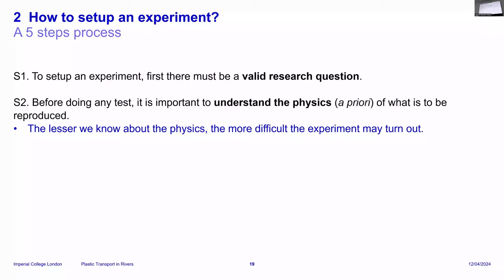Second step, and this is potentially the second most difficult after the first one, is understand the physics. We were talking about plastics in several orders of magnitude in terms of size, which means that we have different levels of physics, no? From physics that are volumetric, physics that are area-dominated, and physics which are van der Waals forces, particles that get stuck to each other, adhesion forces. So it's good to have an a priori idea of what the physics of the problem are, what you want to reproduce, because otherwise you might not be able to set up an effective experiment, or you may end up modeling the wrong thing, okay?